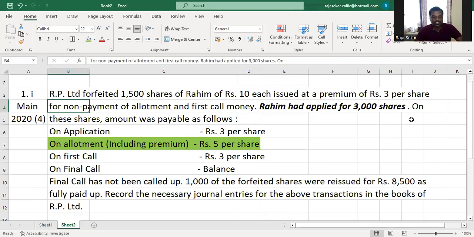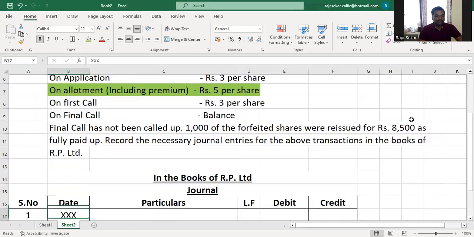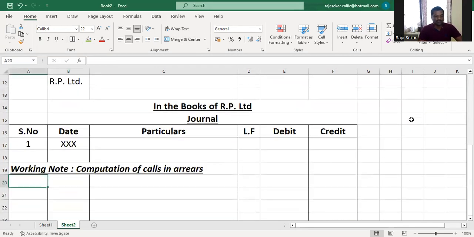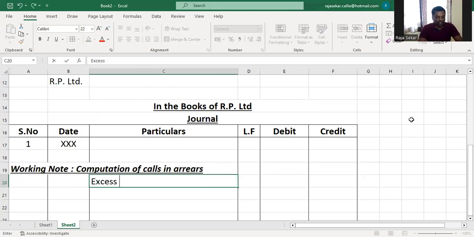It is a pro rata question in which Rahim has not paid allotment money, but there is some excess application money that can be used to adjust the allotment amount due. Understood or not? So it's important for us to find out how much of that excess money was available to adjust against allotment money due. First, we do excess application. We find out the excess application money per share.